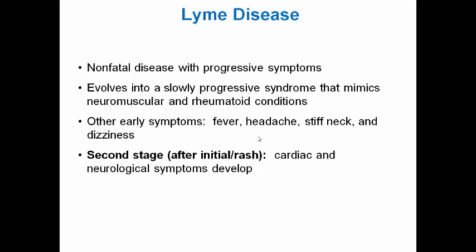It is a non-fatal disease, but it has progressive symptoms. It evolves slowly, and it can mimic neuromuscular and rheumatoid conditions, and this can take years and years to develop. Early symptoms include fever, headache, stiff neck, and dizziness. And then the second stage, which again can take years, is where you have cardiac and neurological symptoms.